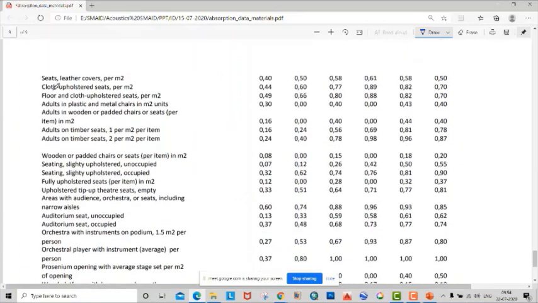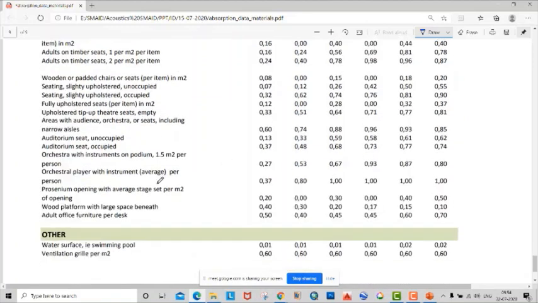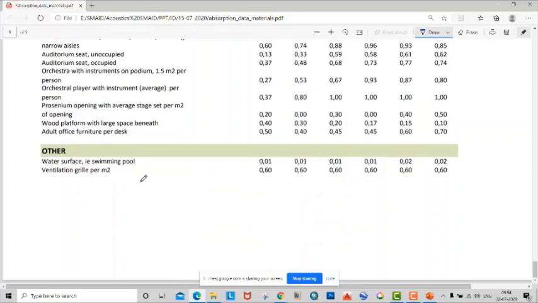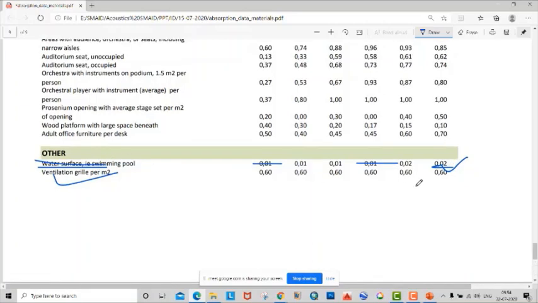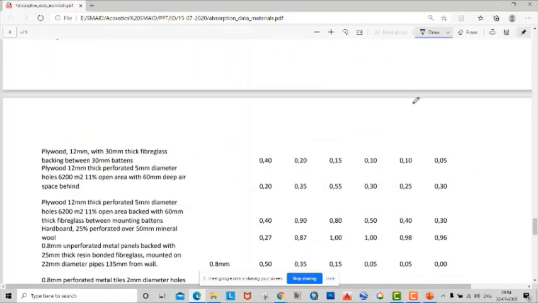So various seating with leather cover is again a better sound absorptive material, right? Then water surface, water is again a very sound reflective material, right? Almost all of the sound energy will get reflected back, right? So these were various materials with their sound absorption coefficient, right?